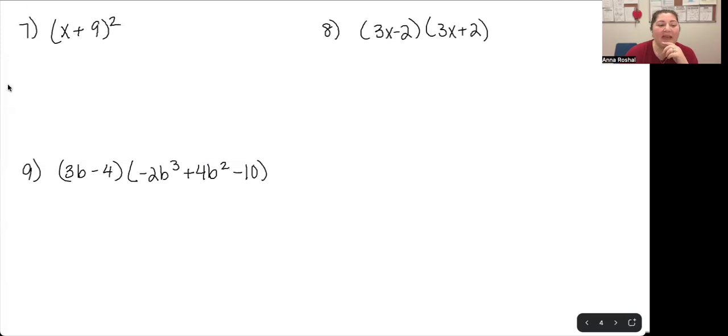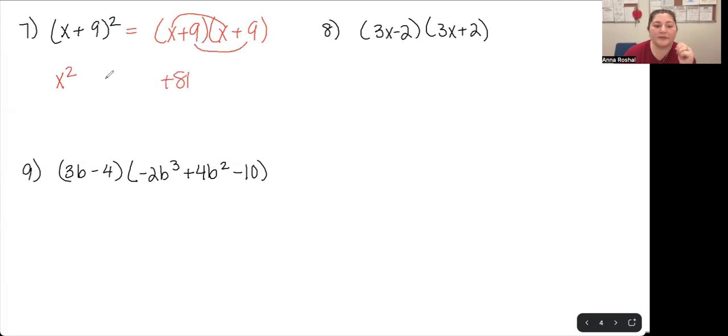Good job, me. Okay, so this is also a very similar concept as this last one, where I have this x plus 9 times another x plus 9. So I know x times x is going to be x squared. Then I have 9 times 9, I know is going to be 81. So I'm just going to show you how this is going to look.